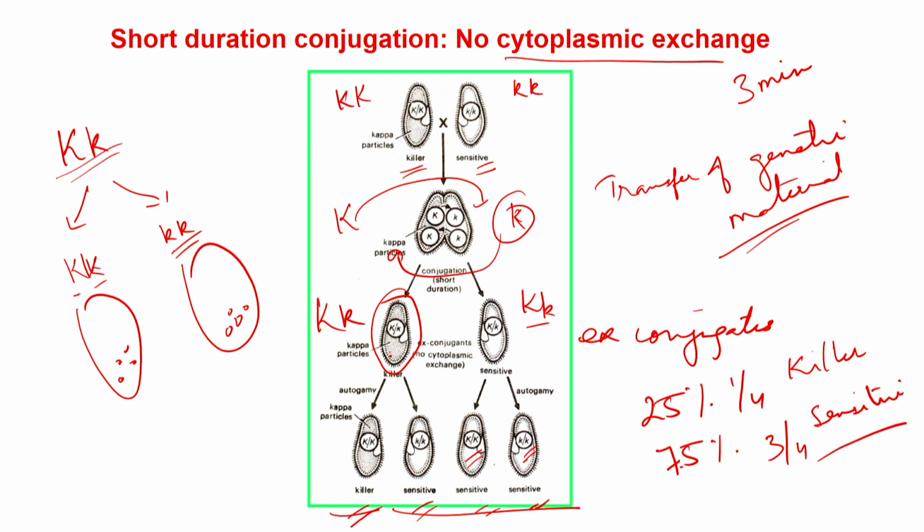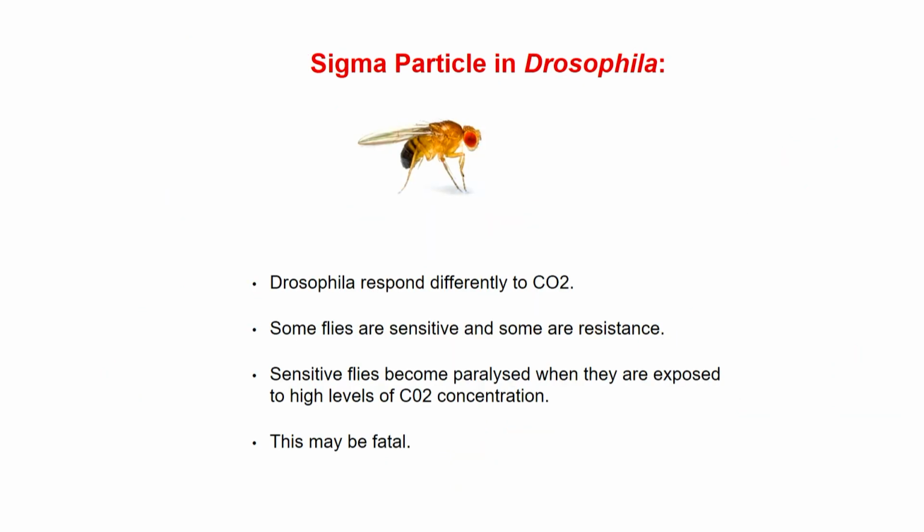So this kind of inheritance, we call as infective inheritance, because this does not depend upon mitochondria or chloroplast, but it depends upon the virus-like particles that are present in these cells, right. Now, infective inheritance is also observed in Drosophila. This is an example of Drosophila.